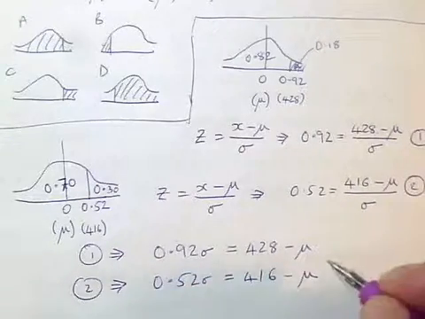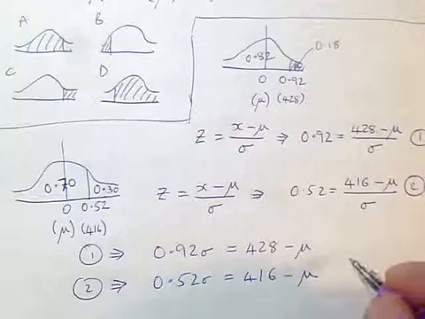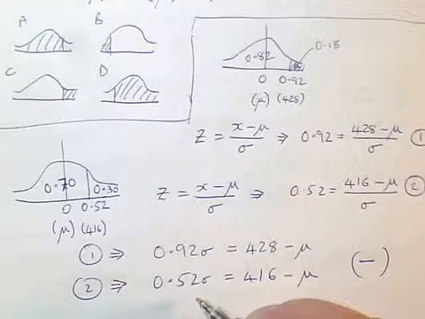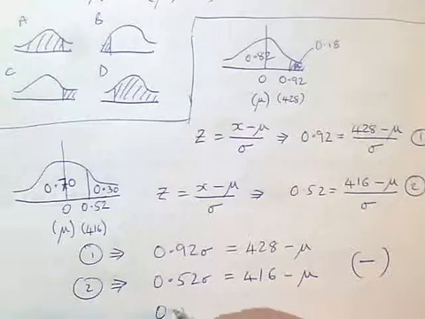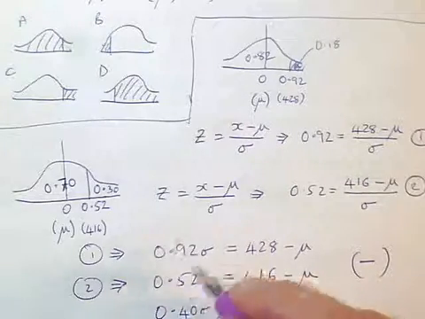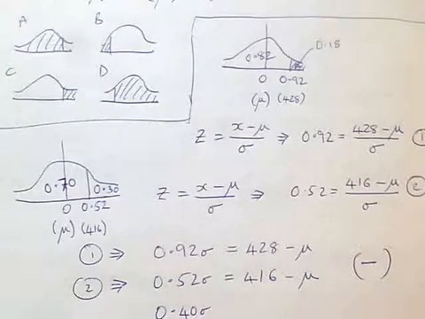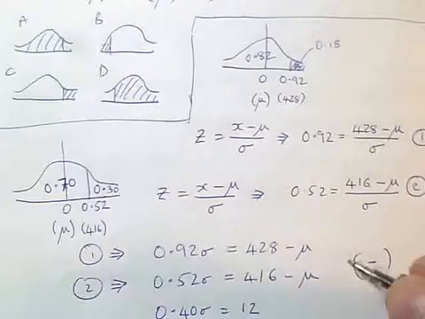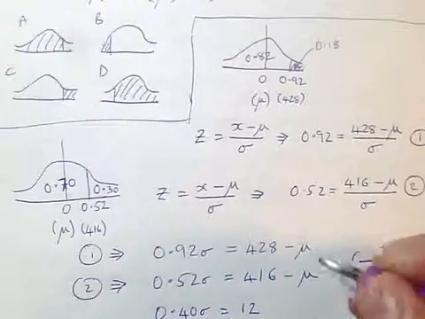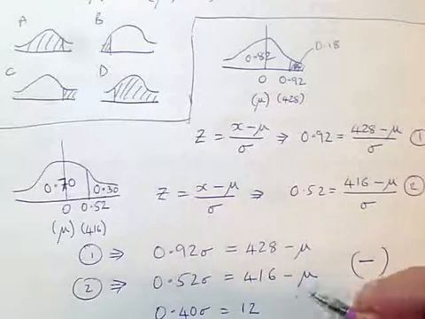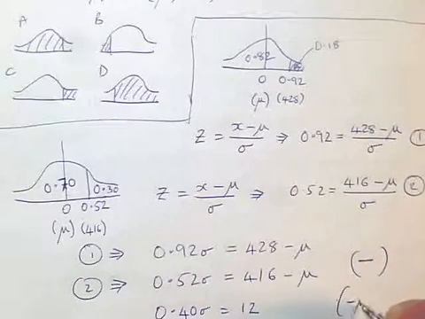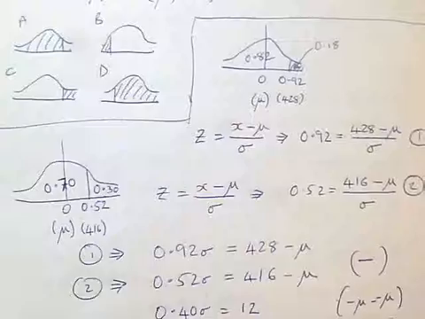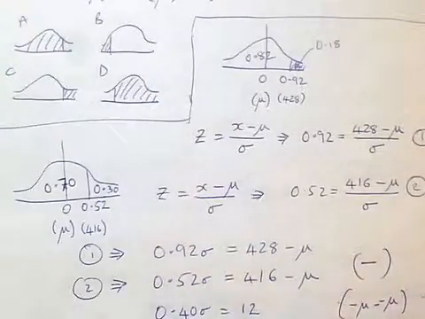So I can actually subtract these lines. I've got the same sign, so if I actually subtract these two equations, okay, I can do 0.92 sigma, take away 0.52 sigma, so that's 0.40 sigma. You can do 0.92 minus 0.52 on your calculator if you must. And 428 minus 416 is 12. Okay, and minus mu, take away minus mu is actually nothing at all. We're doing minus mu, and we're taking away minus mu, which is the same as plus mu. So minus mu plus mu vanishes to give 0. That's why I did it. I'm eliminating the mu's.